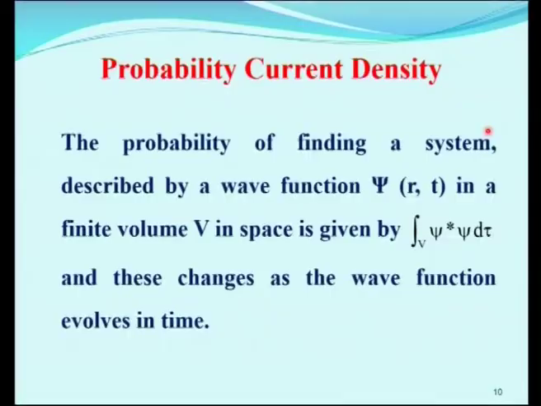Next, we will see the another interpretation in terms of probability current density, that means interpretation of wave function by means of probability current density. The probability of finding a system described by a wave function psi of r comma t in a finite volume v in the space is given by integral over v, this is volume integral psi star psi d tau, and this changes as the wave function evolves in time.